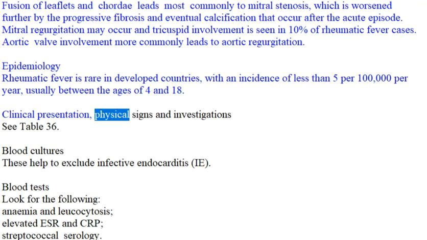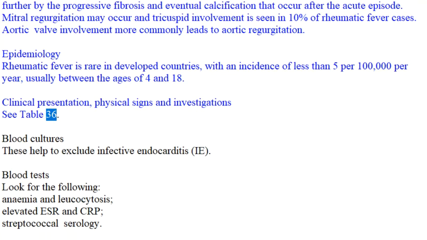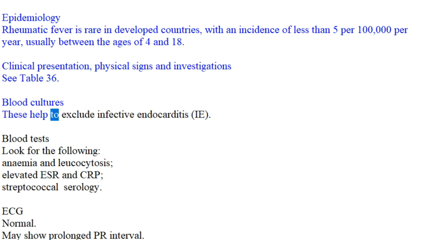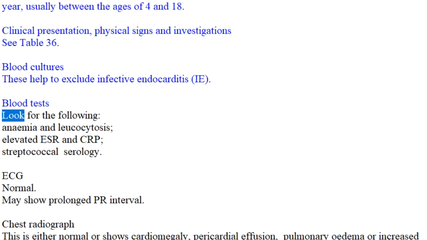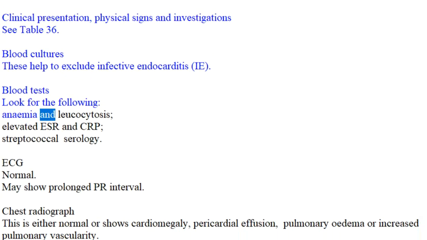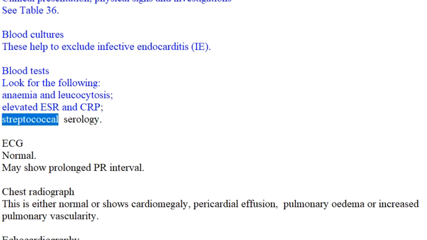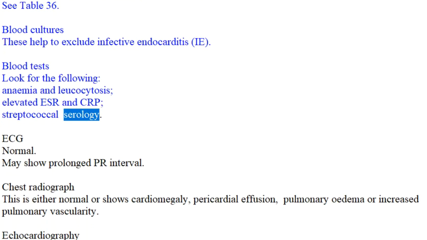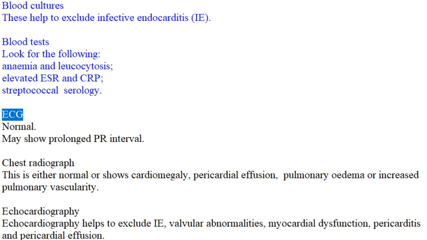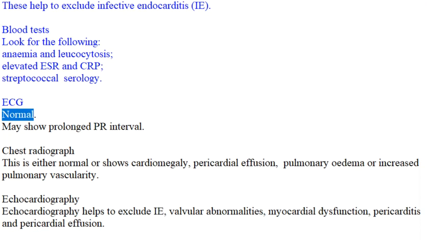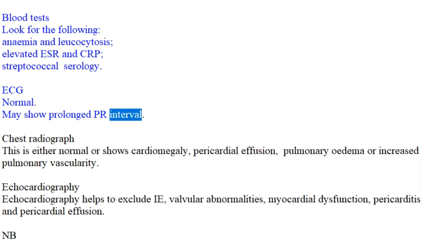Clinical presentation, physical signs, and investigations. See Table 36. Blood cultures. These help to exclude infective endocarditis. Blood tests. Look for the following: anemia and leukocytosis, elevated ESR and CRP, streptococcal serology. ECG. Normal, but may show prolonged PR interval.